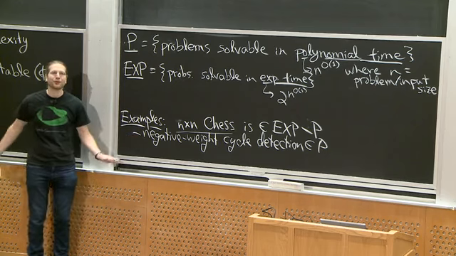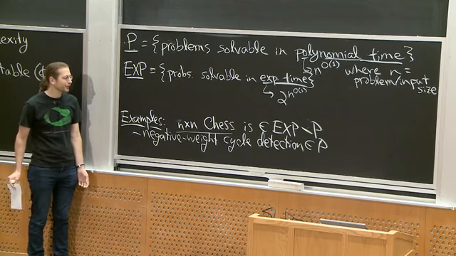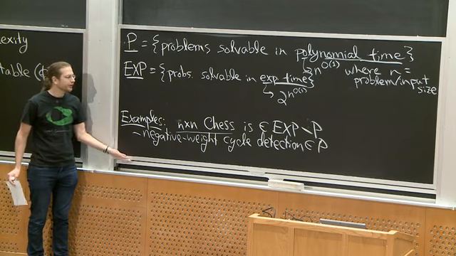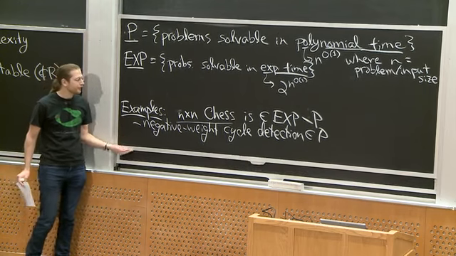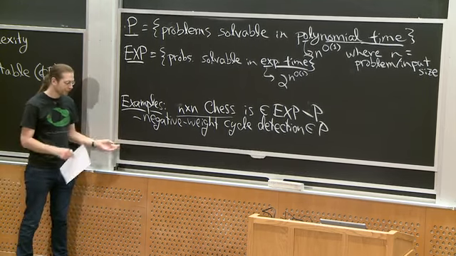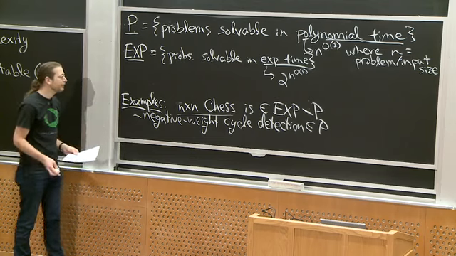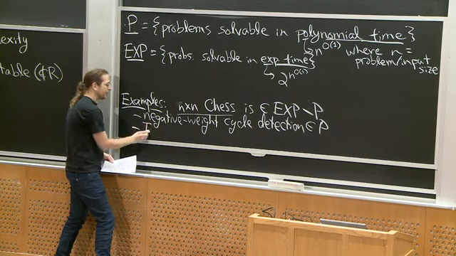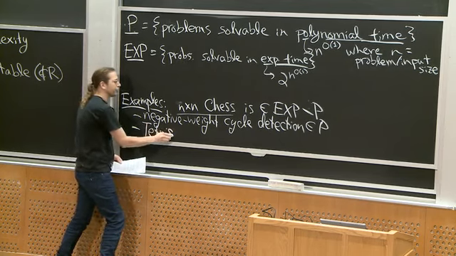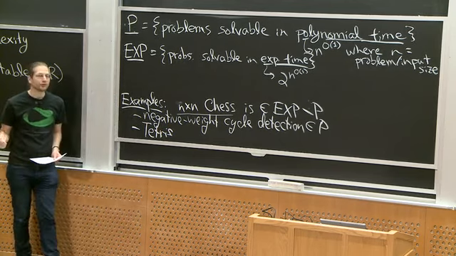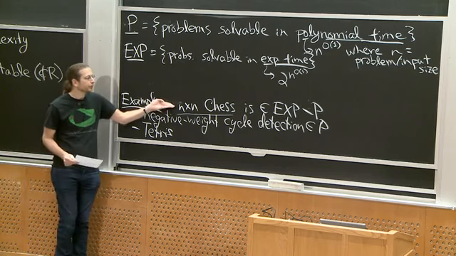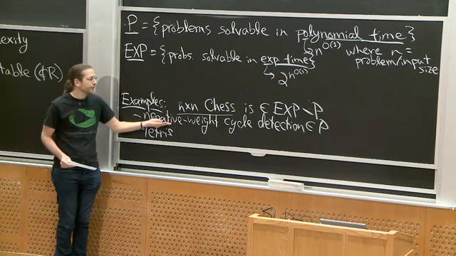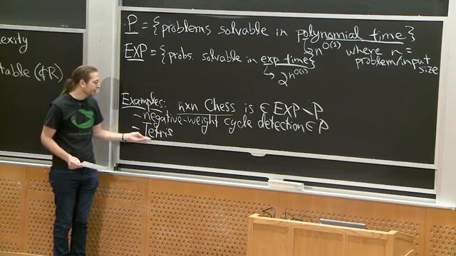This whole class is full of examples that we know how to solve in polynomial time, but this is a nice non-trivial and succinct one to phrase. It's also an example of a decision problem. Basically all the problems I'll talk about today are decision problems, like we talked about last class, meaning the answer is just yes or no. Can white win from this position, yes or no? Is there a negative weight cycle, yes or no?